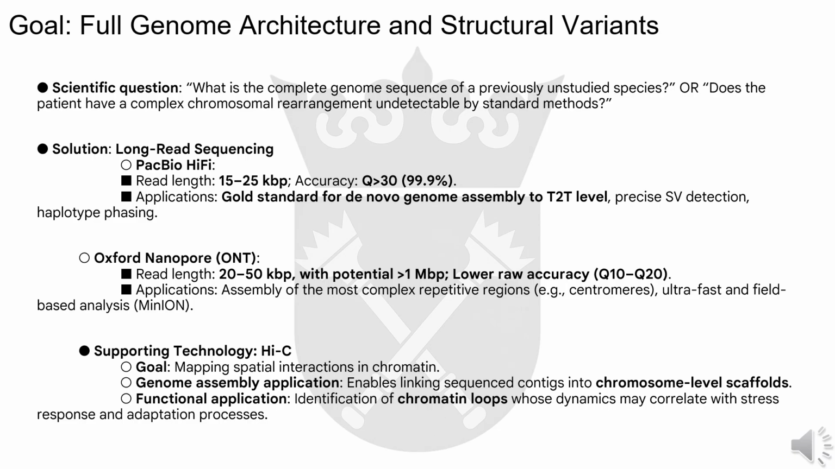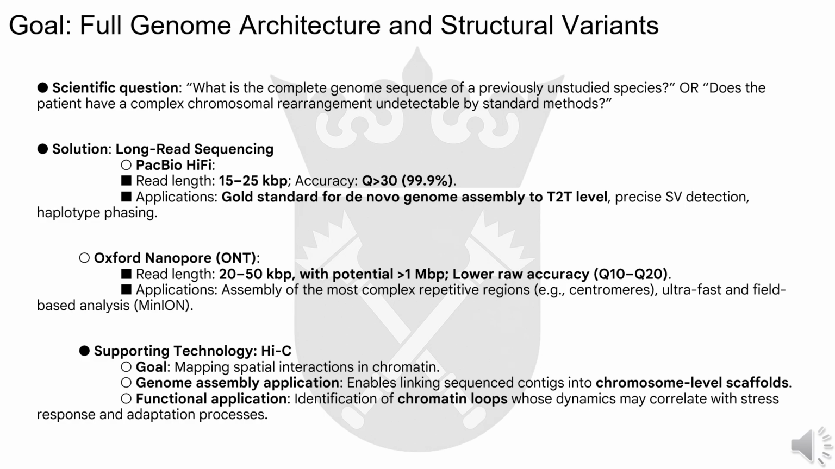Oxford Nanopore, on the other hand, offers extremely long reads, even over 1 million bases, which allows the assembly of the most repetitive and problematic genome regions, such as centromeres. It also has the advantage of enabling field sequencing on devices such as MinION. It is also worth mentioning Hi-C technology, which adds the third dimension, showing how fragments of chromatin interact spatially.